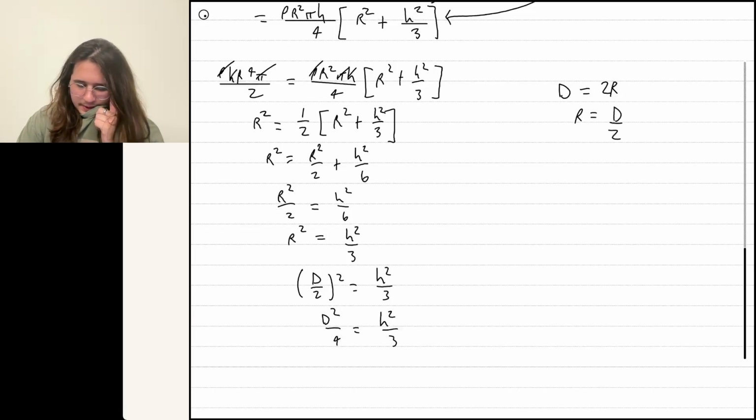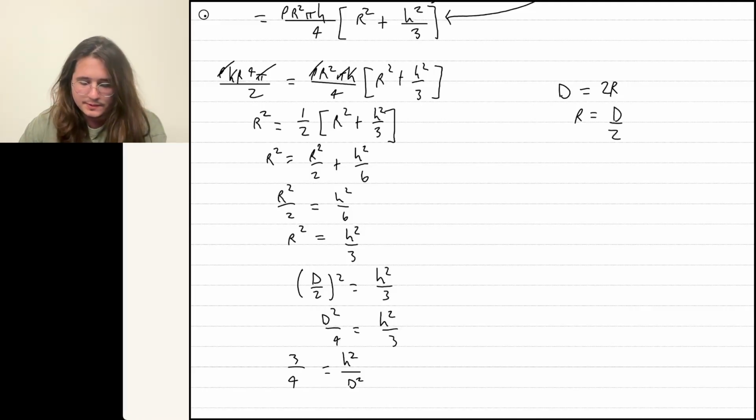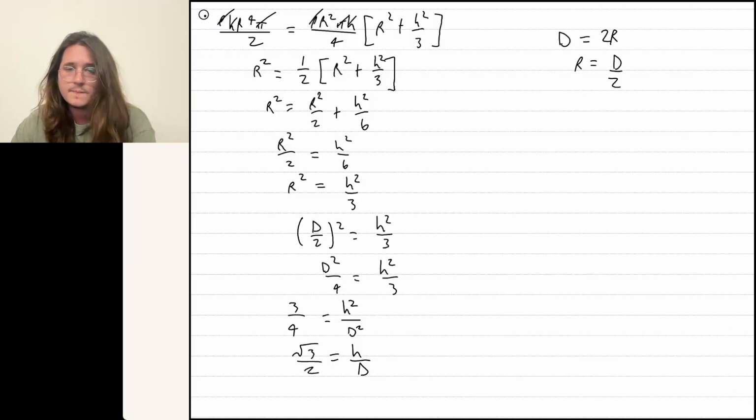And then solve it for h over d. So you get h squared over d squared is equal to 3 over 4. And then you take the square root of both sides, and you get that the height to diameter ratio is equal to root 3 over 2. And that's what you should have gotten all along. My bad.